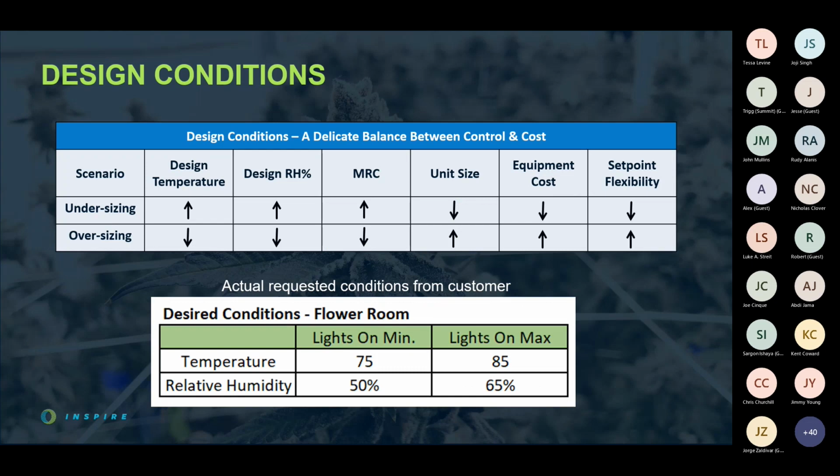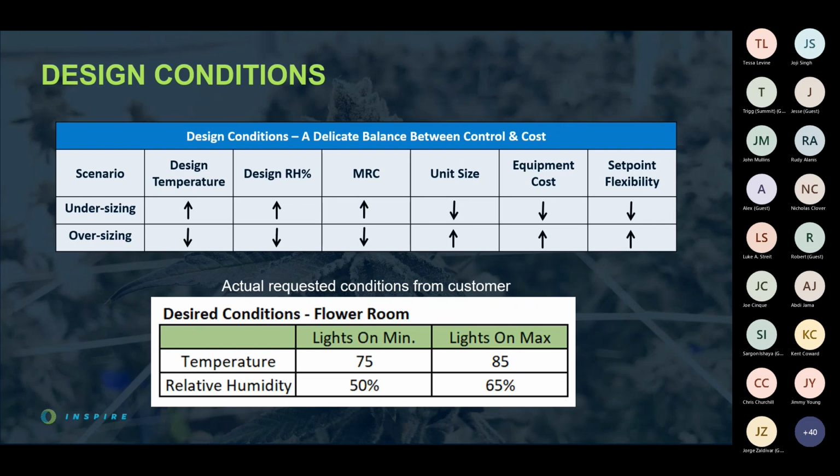The design conditions present a delicate balance between the range of set points or VPD targets a system can achieve and the overall cost of the system. As the design conditions go up, the temperature and relative humidity go up, the ability for a system to remove moisture goes up. And so the required unit size goes down along with the cost. But the grower's ability now to hit all those VPD targets also goes down, and you lose some set point flexibility and you run the risk of undersizing the system. And vice versa when it comes to oversizing.